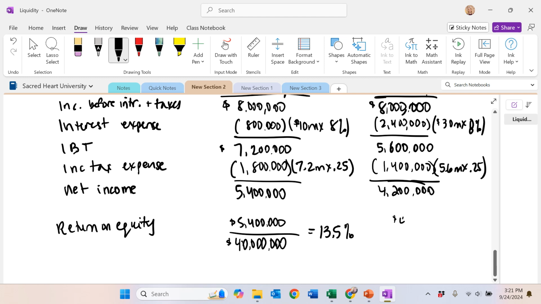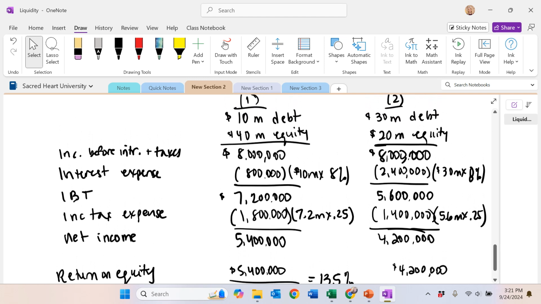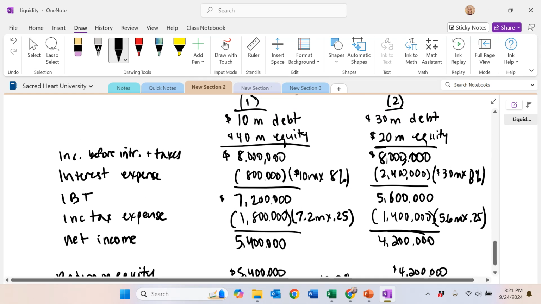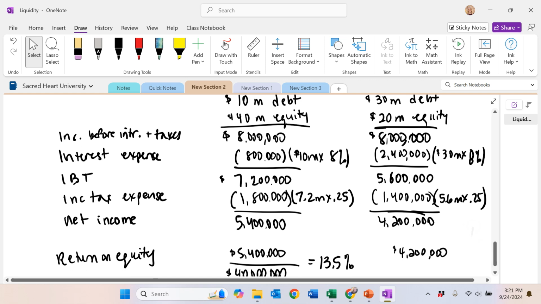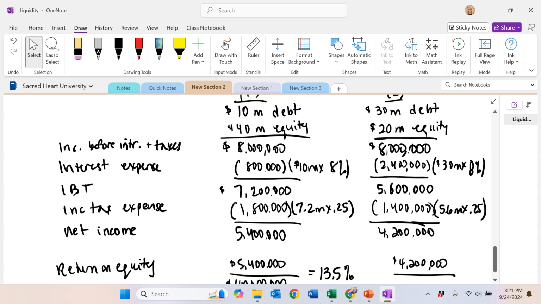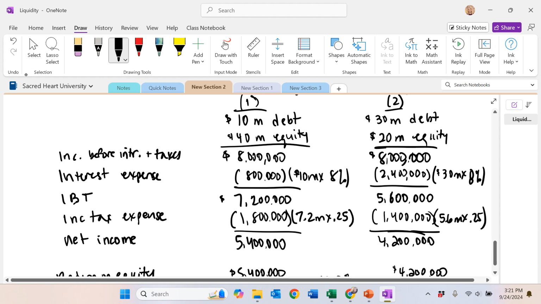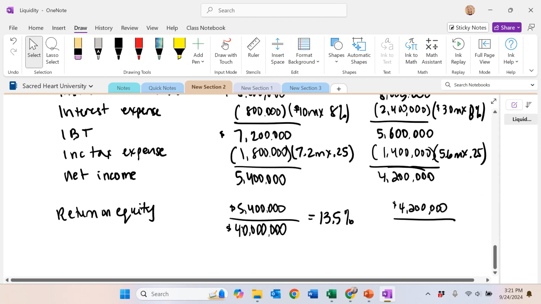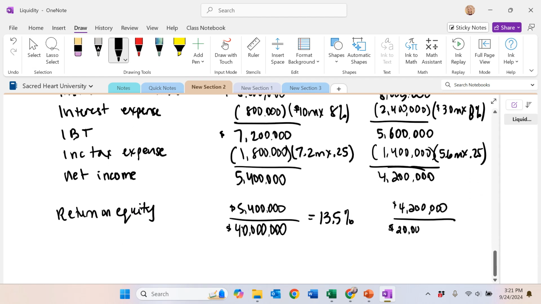Now, we have lower net income in scenario 2. Alternative 2 has much greater use of debt, which resulted in lower net income, but our denominator is significantly lower. Instead of having 40 million of equity outstanding all year, we have half of that, 20 million. So a lower net income, but a reduced denominator to a greater extent. And this would turn our return on equity in scenario 2 to be 21%.